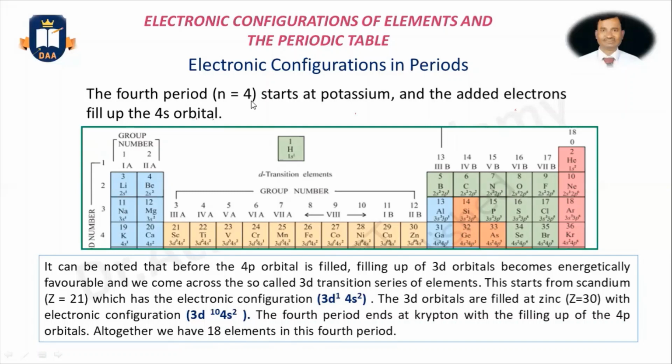In period number 4, you can see that now the d orbital has arrived, and d orbitals means the d subshell, which has 5 orbitals, what we already know from the previous class. That means in addition to 4 s orbitals, there are 4 p orbitals and 10 d orbitals.